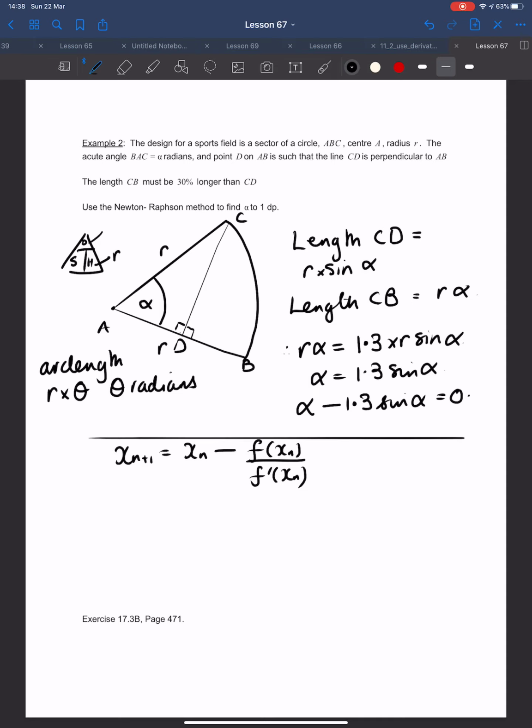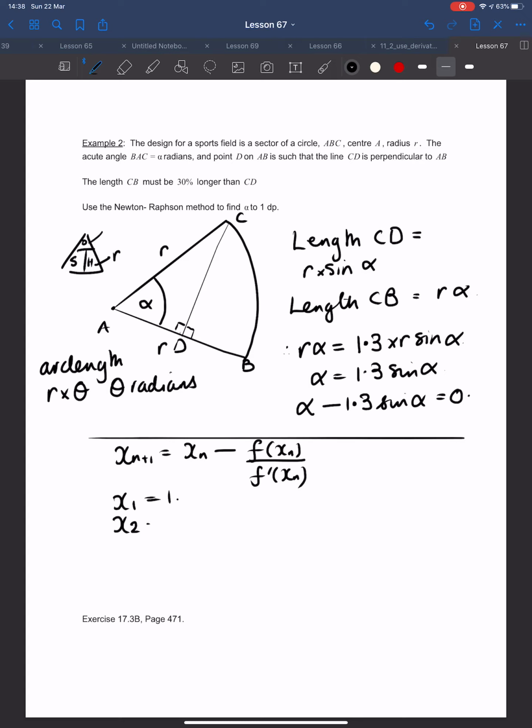Okay. And so what we're going to start with, what do they use in the book? I don't know what they start with in the book. Let's start with 1 radian. Right, let's say x1 is 1.